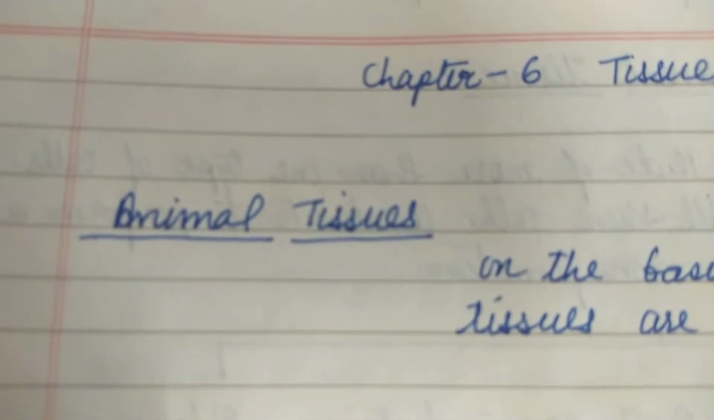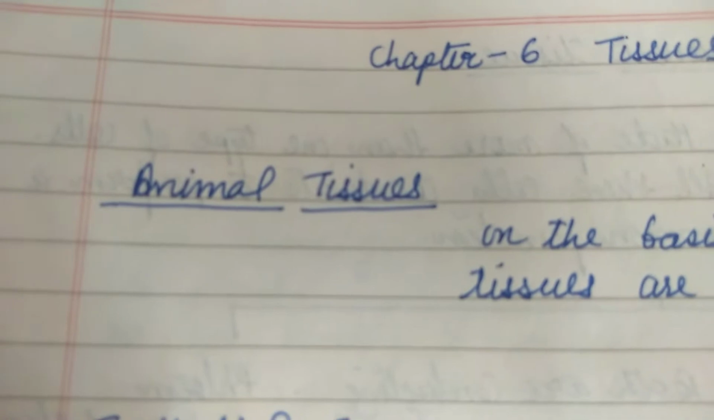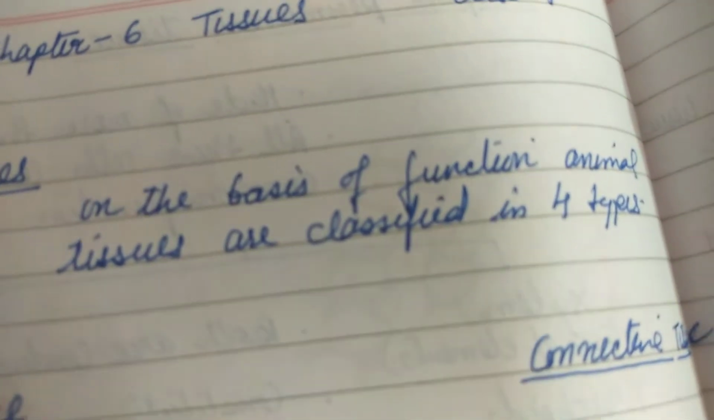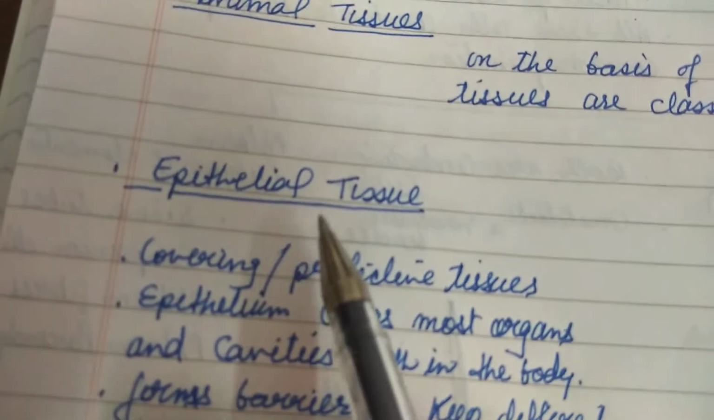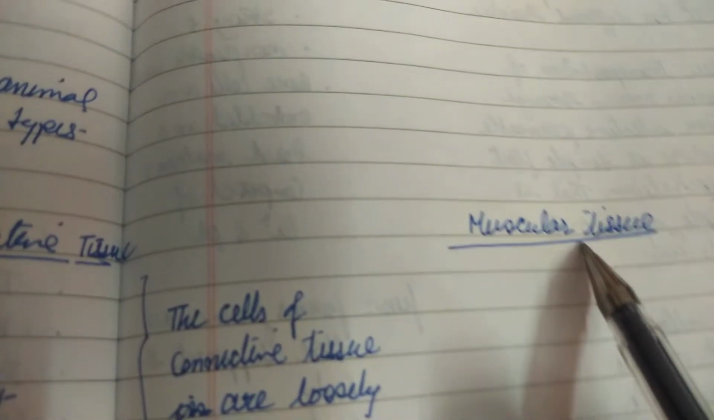Today we'll do one more topic of chapter 6 of class 9, tissues, and the topic is animal tissues. In the previous video we studied plant tissues. Here we'll discuss animal tissues. On the basis of functions, animal tissues are classified into 4 types: the epithelial tissues, connective tissues, muscular tissues, and nervous tissues. We'll study them one by one.